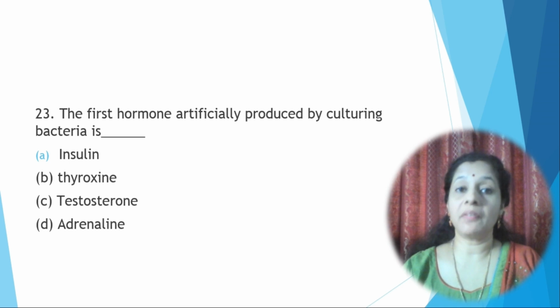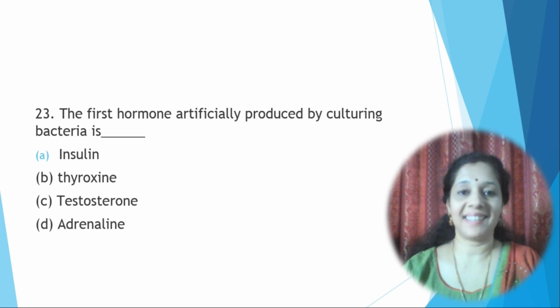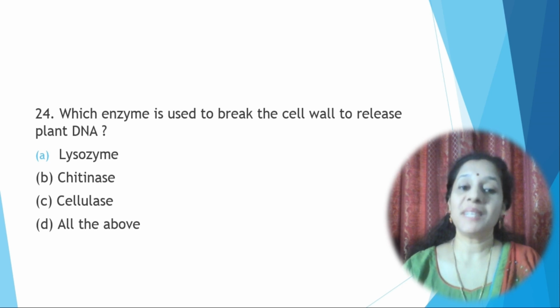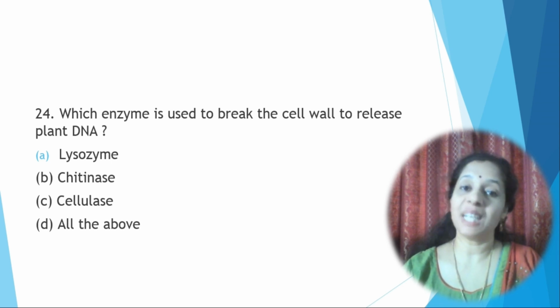The first hormone artificially produced by culturing bacteria is insulin. Option A. Which enzyme is used to break the cell wall to release plant DNA? In plant cells, cell wall is made up of cellulose. So we use the enzyme cellulase. Option C.